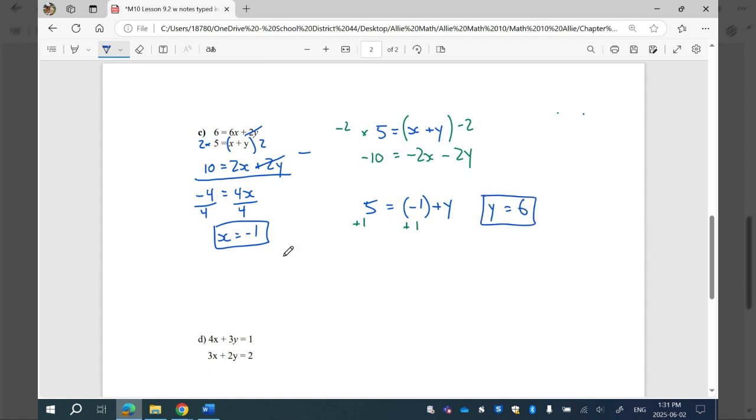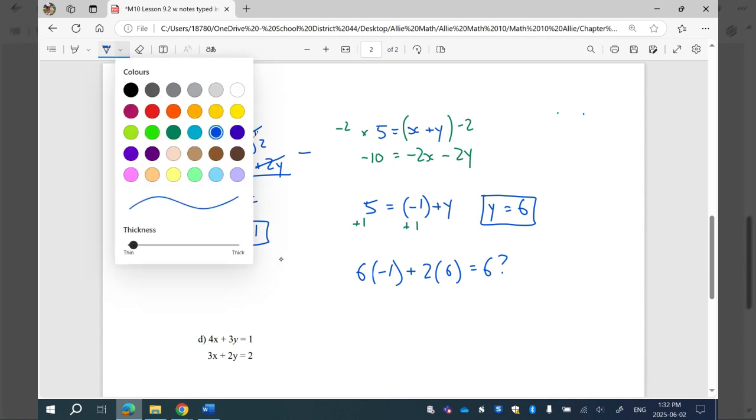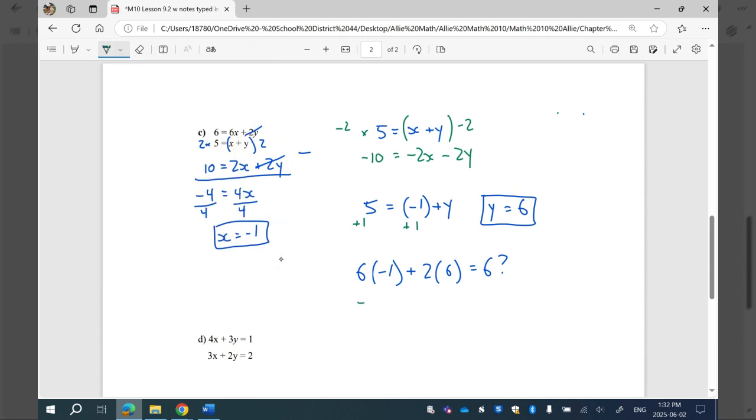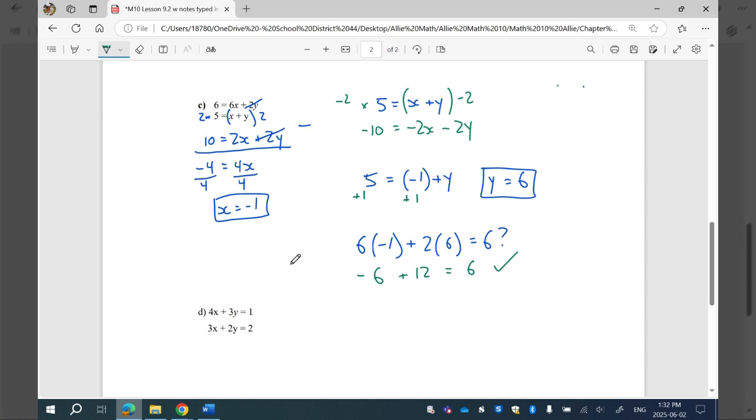And now let's just confirm, maybe in the top one, is it true that 6 times -1 plus 2 times 6 equals 6? Is it true that -6 plus 12 equals 6? And I would say that yes, that is true. The -6 plus 12 does equal a positive 6, and you can be confirmed that you did it correctly.